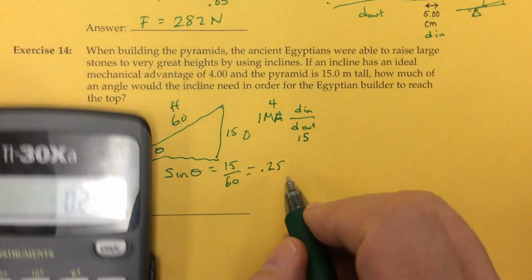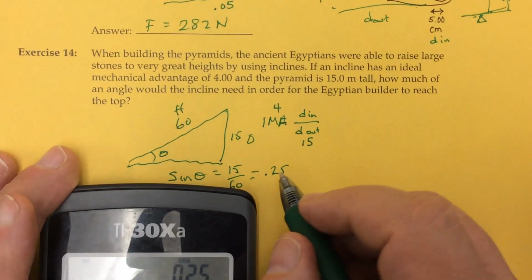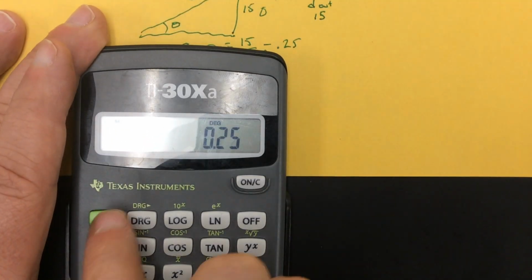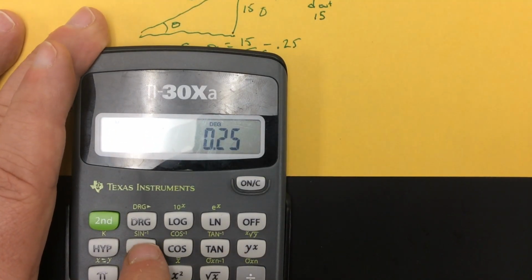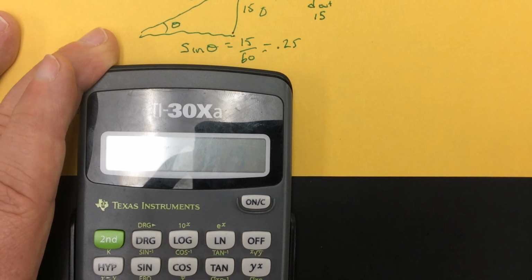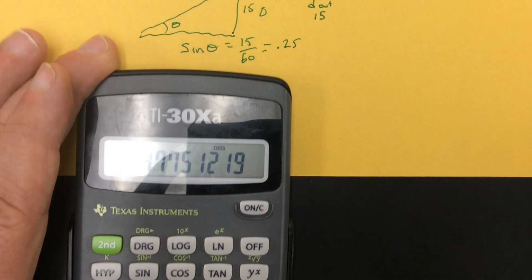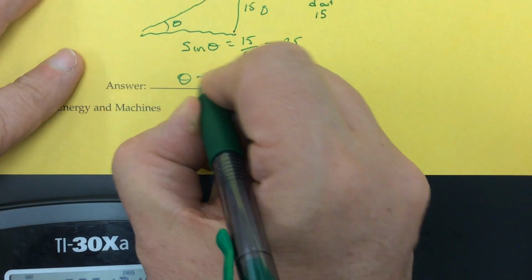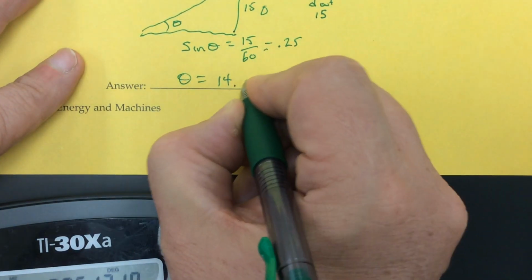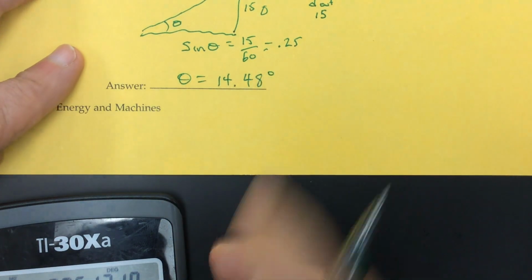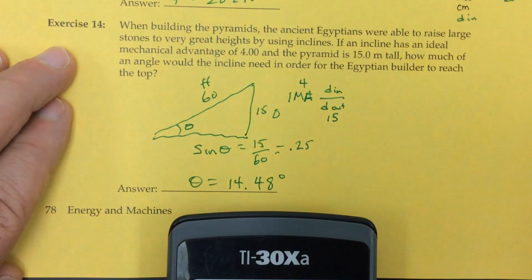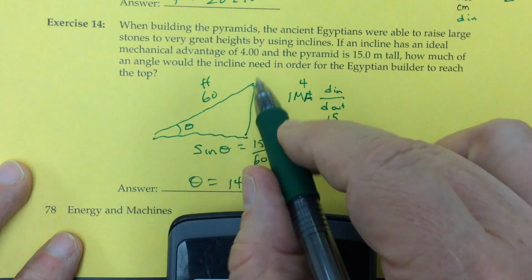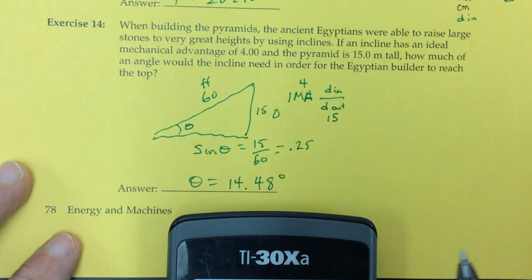You're going to have to put 0.25 in your calculator and then do an inverse, a second function, tangent, or not tangent, sine, because I've been using sine. Sine. And I've got theta equals 14.48 degrees. Okay, 14.5 degrees is how much the angle would be in order to make a ramp to get to the top of that pyramid. That's the idea.